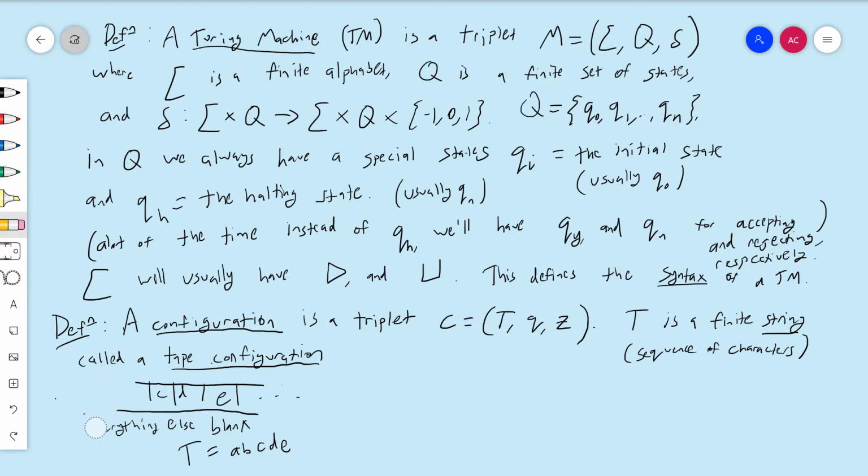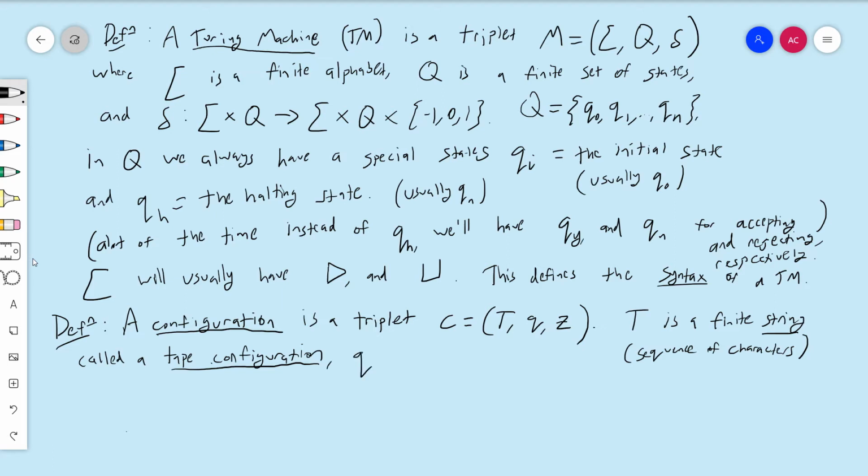Initially, the tape will be all empty except for your input and that starting symbol, and we'll talk about that too. So the T in this configuration C represents the contents of the tape, what's on the page. Q is of course the state. Q is in Q. It is a state. And Z is an integer.